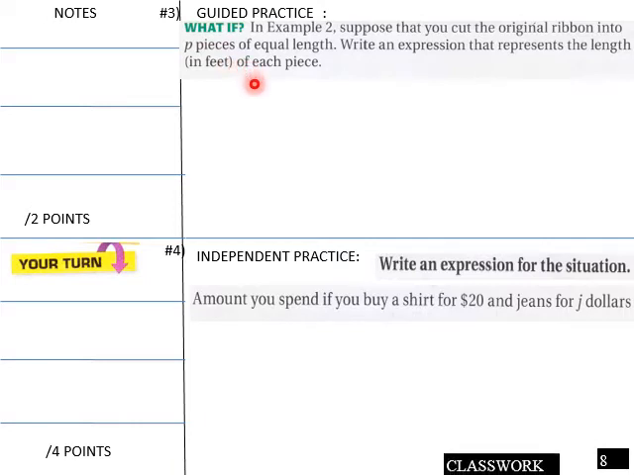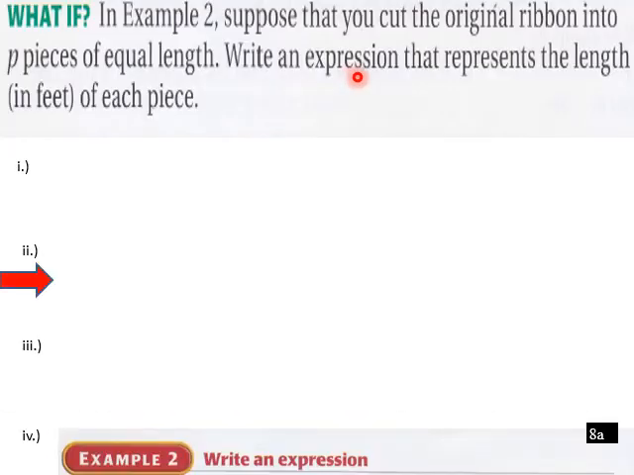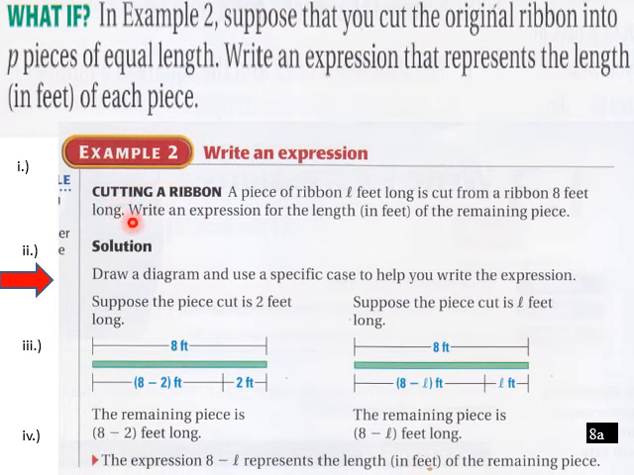Another guided practice here. What if? Students, this is yours, okay? This is what you do, but pay attention here. Suppose that you cut the original ribbon into P pieces of equal length. Write an expression that represents the length in feet of each piece. So here would be the way that you do it.